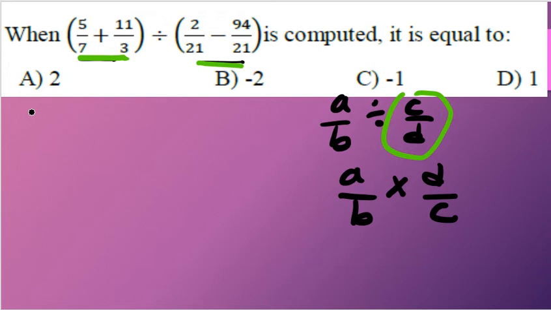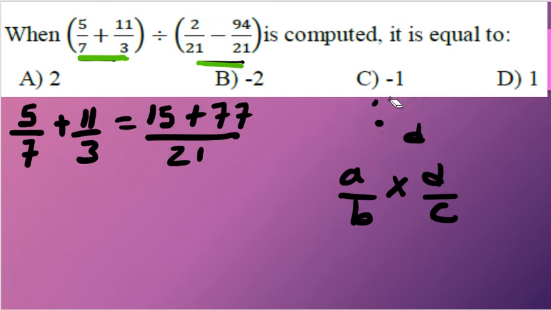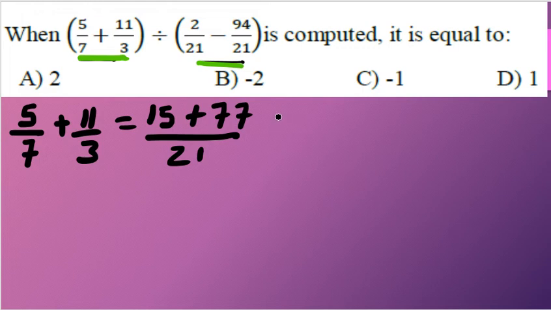So for that matter, the first bracket says 5/7 plus 11/3. Since the two fractions don't have the same denominator, we have to apply crisscross. 5 times 3 will be 15 plus 7 times 11 will be 77, the whole over 21. The next step, since the denominator already is the same, we have to add them. When you add, it's going to be 92, the whole over 21. This is the first bracket.